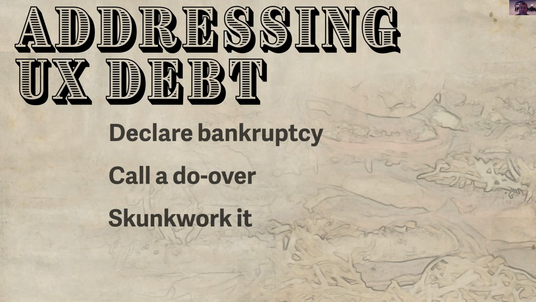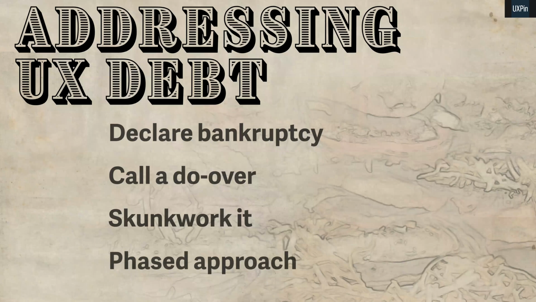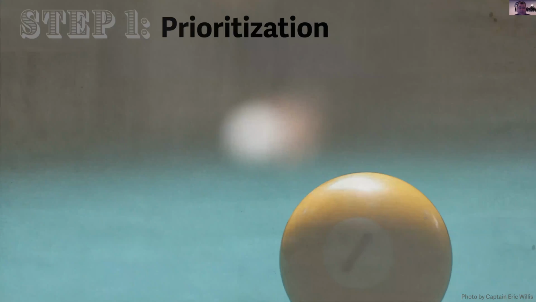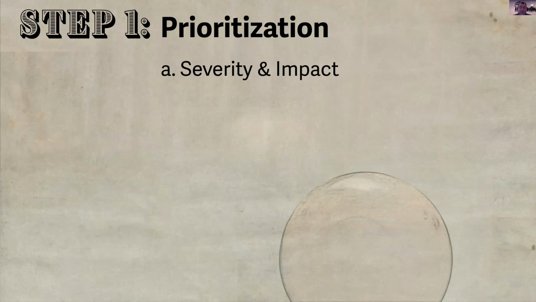But if you can go through your debt inventory and you can start penciling in rough order of magnitude estimates for how long it'll take to fix each one, then your debt is probably manageable. And if that's the case, then I would recommend taking a phased approach. And I'll give you a 3-step process for that. Step 1 is prioritization. And so you have to start thinking about severity and impact.